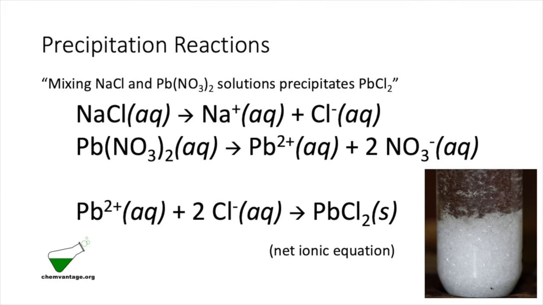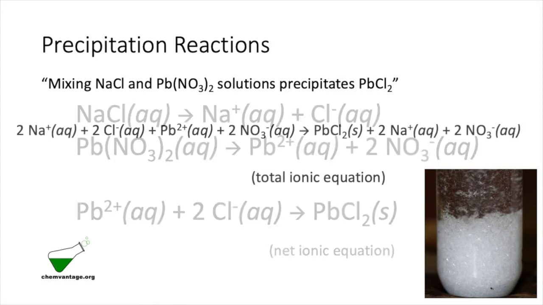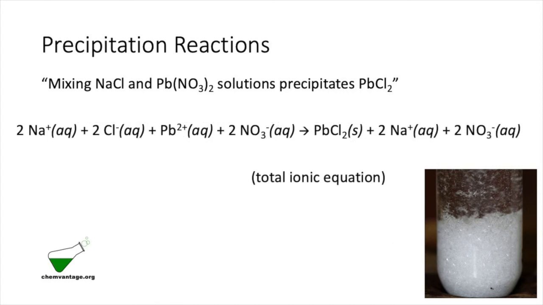We have written the equation for the precipitation reaction as a net ionic equation in order to focus attention on the chemical bonds that are formed between lead and chloride. The total ionic equation shows the sodium ions and nitrate ions on both the reactants side and the products side unchanged. So we call these spectator ions in the reaction because they are not involved in the making or breaking of any chemical bonds.